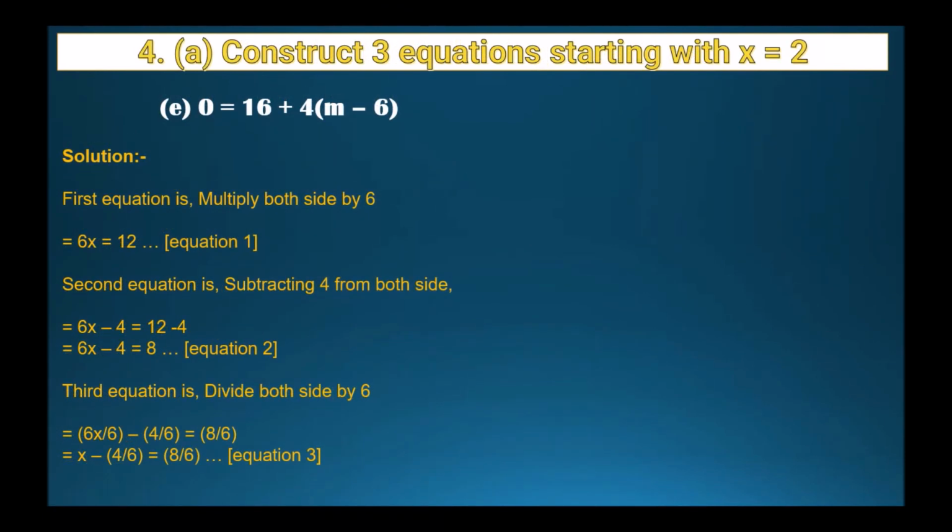Next, 0 equals 16 plus 4(m minus 6). Now we have to construct 3 equations starting with x equals 2.